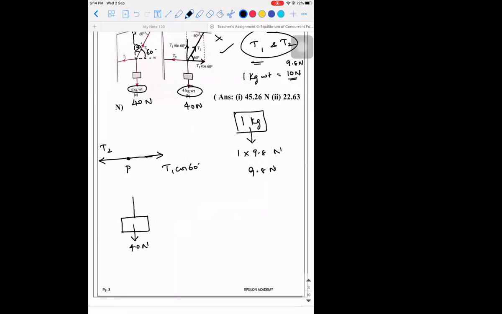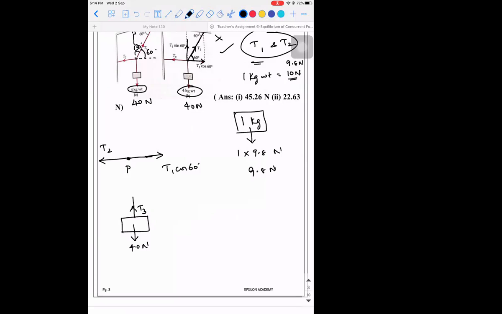Sir, sorry, I didn't get it. Here, it is connected to whom? T. It is connected to the string. So the string will offer a reaction force, tension. Instead of writing it as T, I will write it as T3 because I'm treating it as the third string.